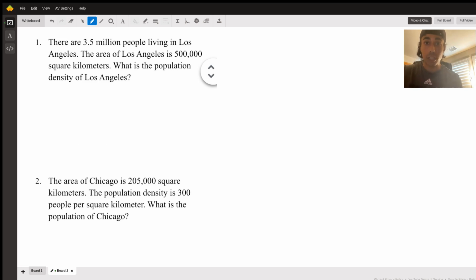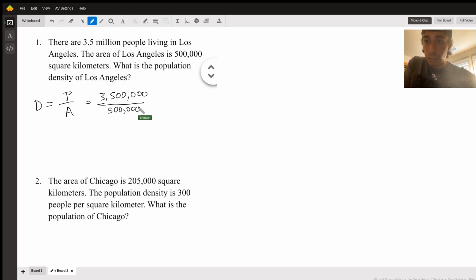And then for that other worksheet, I'll get you started on those extra practice problems here. So if you're looking at that other worksheet, our first one is we got 3.5 million people in Los Angeles, and the area is 500,000 square kilometers. So again, coming right back to this formula, population over area. So our population, we got 3.5 million, and our area is 500,000. So you do that division step, that's going to give you 7. So our population density is 7 people per kilometer squared.